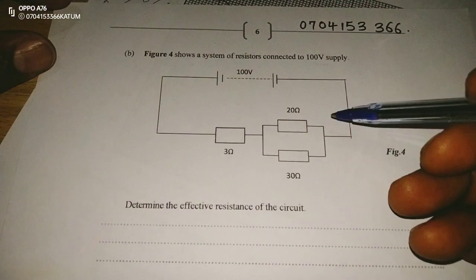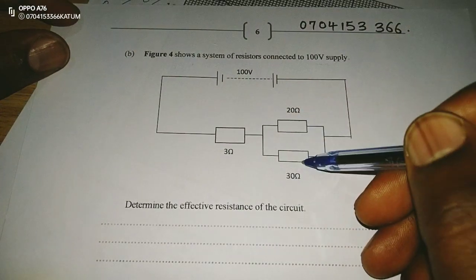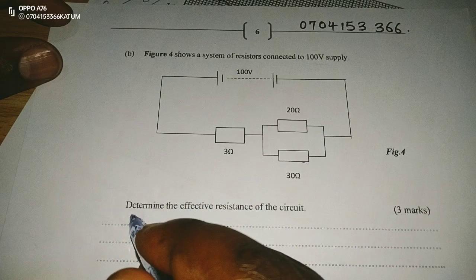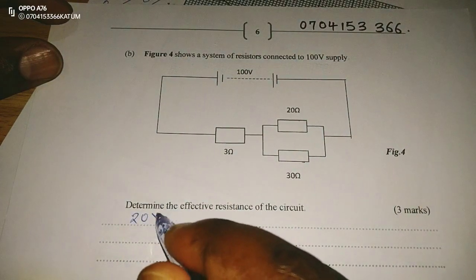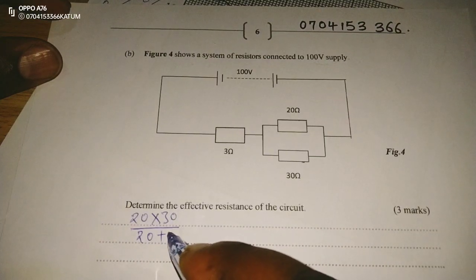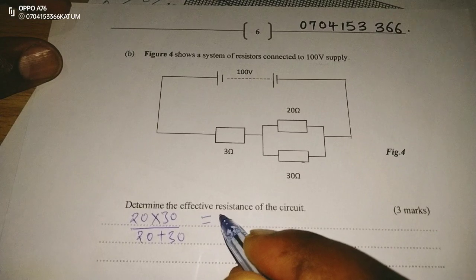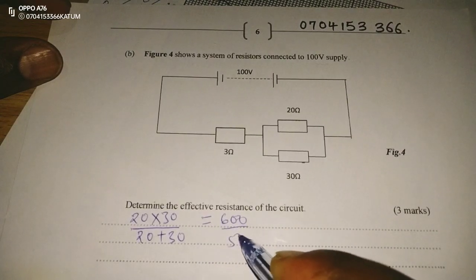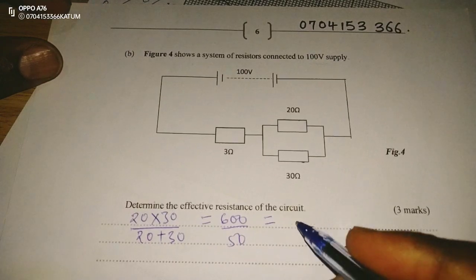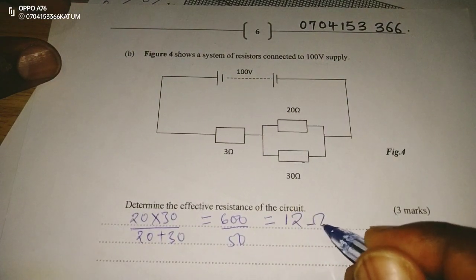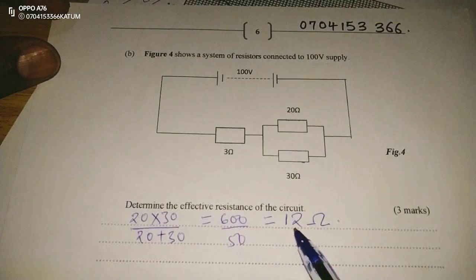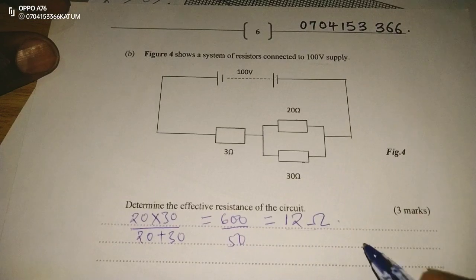Effective resistance: we're supposed to know that when resistors are in parallel and they are only 2, we need to get their product divided by their sum. This will be 600 out of 50, which gives us exactly 12 ohms. So we have reduced 20 and 30 into a 12 ohm resistor because that is the equivalent.